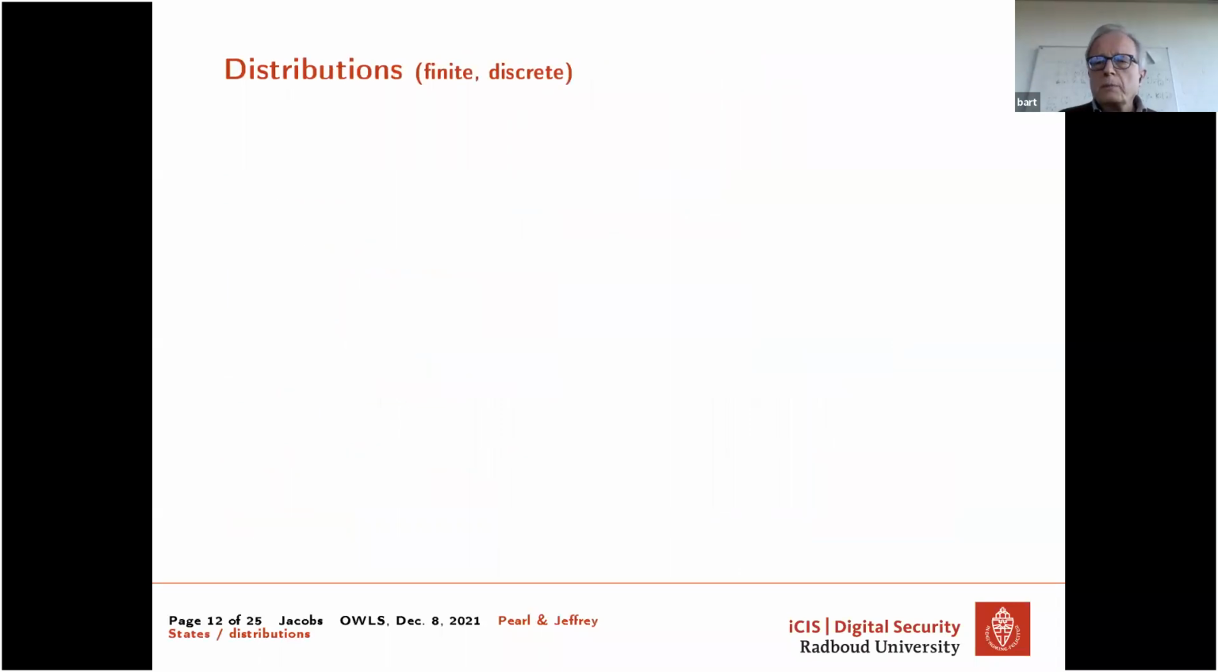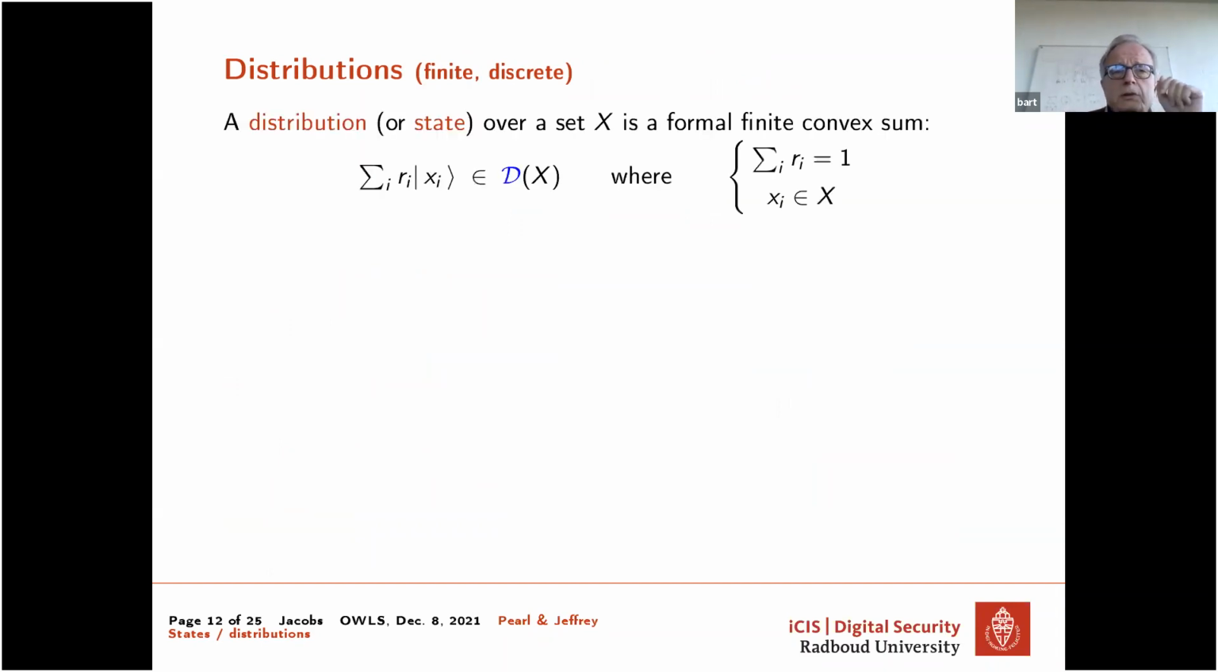Okay, let's go into the mathematics of all of this. Sorry, how to capture this situation. So I'll reason about distributions, and I'll use only discrete probability distributions. That suffices in this simple situation. So a distribution over set X is a formal finite sum of elements r_i x_i, where the x_i are the elements of the set X and the r_i are probabilities that sum up to 1.